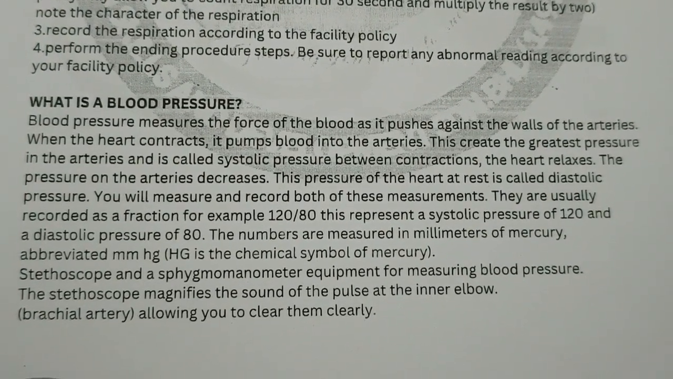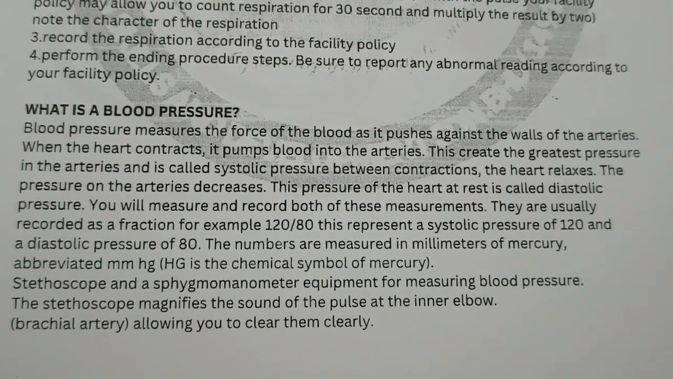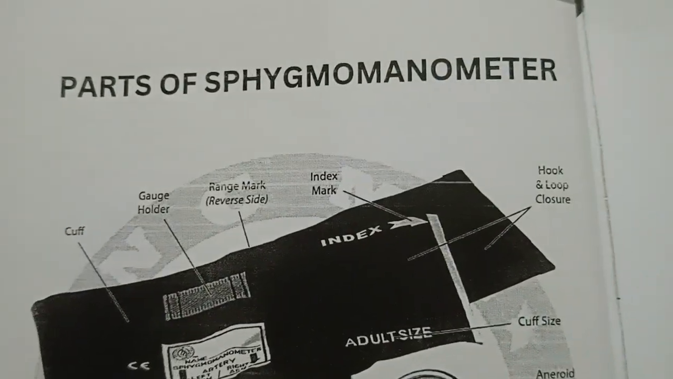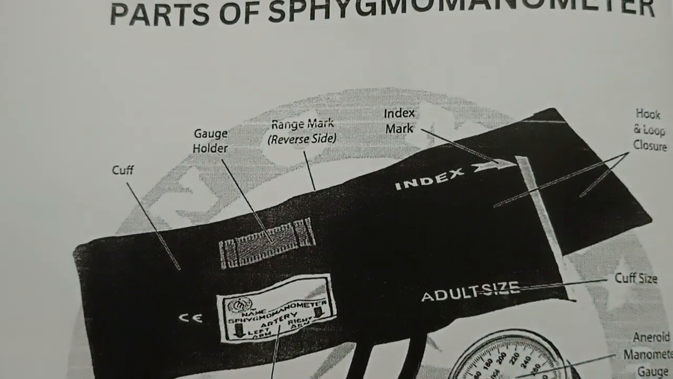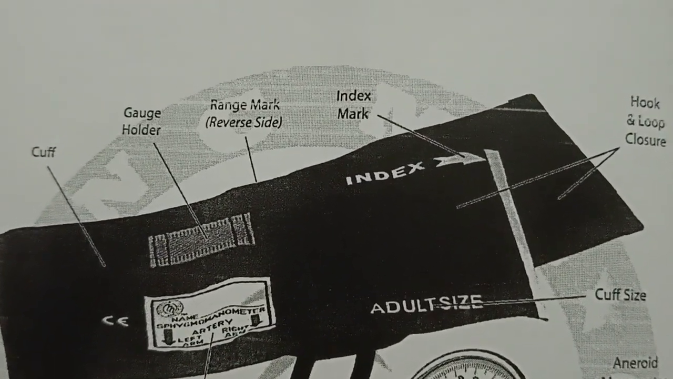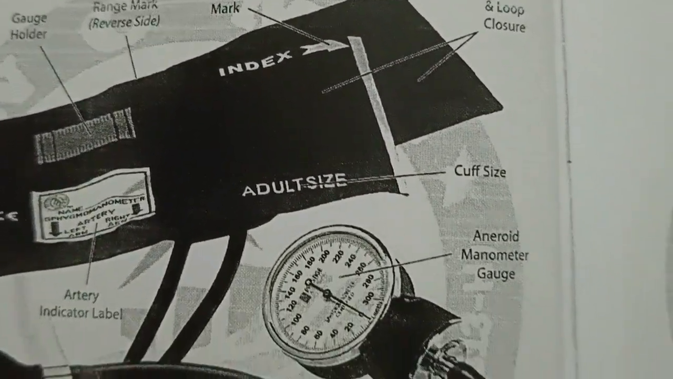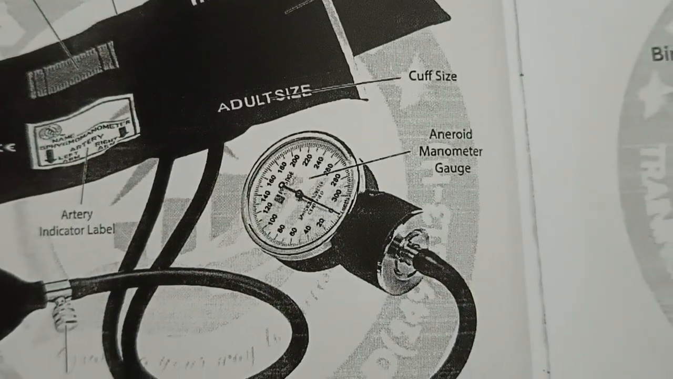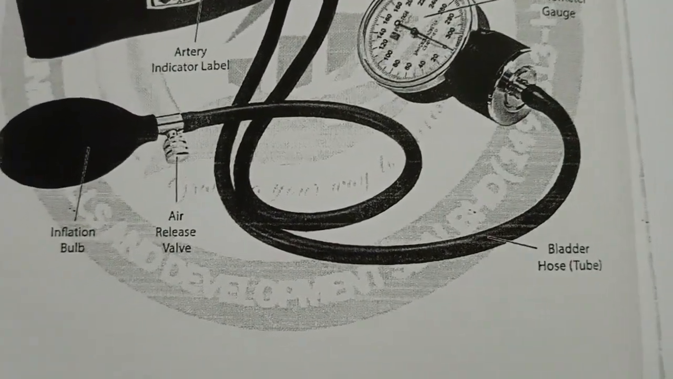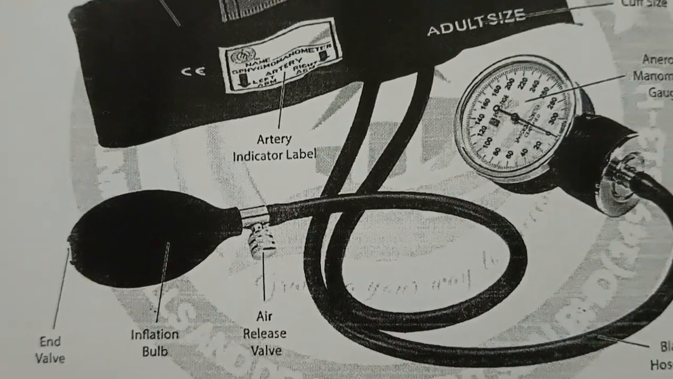Stethoscope and sphygmomanometer: equipment for measuring blood pressure. The stethoscope magnifies the sound of the pulse at the inner elbow, the brachial artery, allowing you to hear it clearly. Parts of the sphygmomanometer: the cuff, the gauge holder, range mark, index mark, hook and loop closure, cuff size, aneroid manometer gauge, bladder, hose or tube, inflation bulb, air release valve, and the artery level.